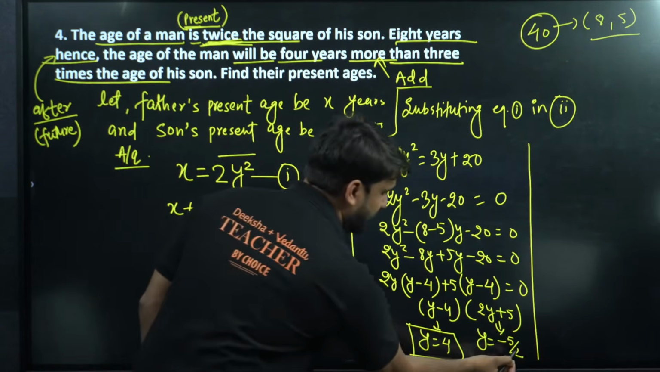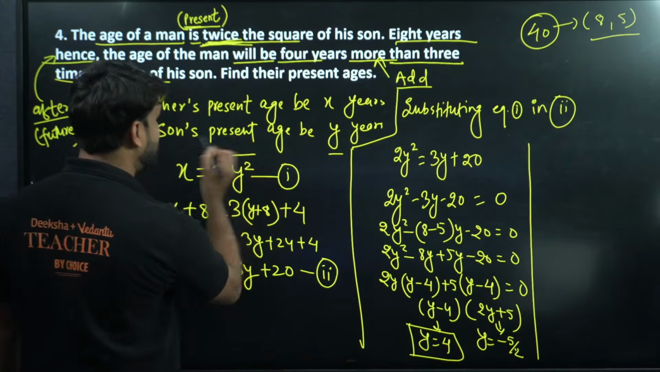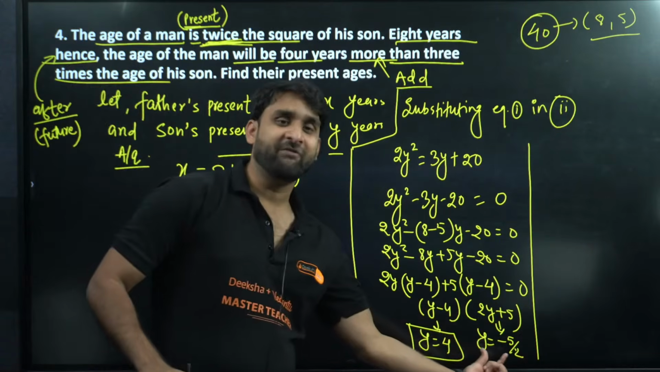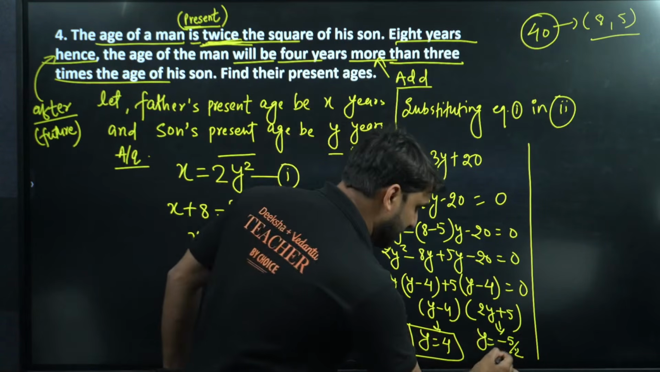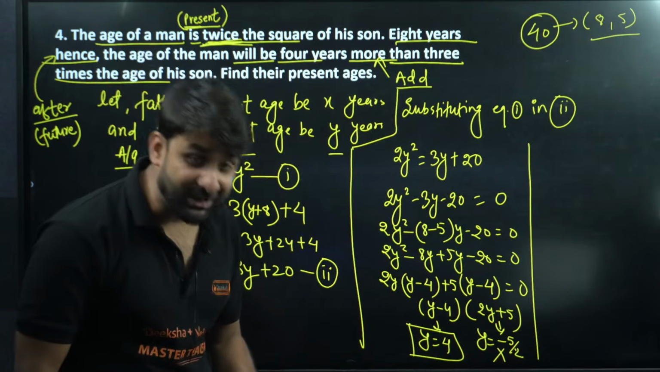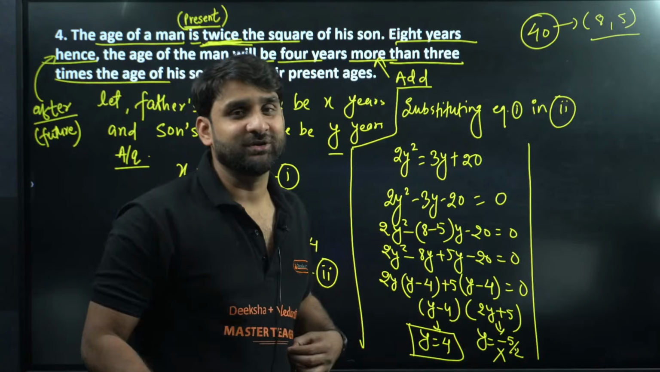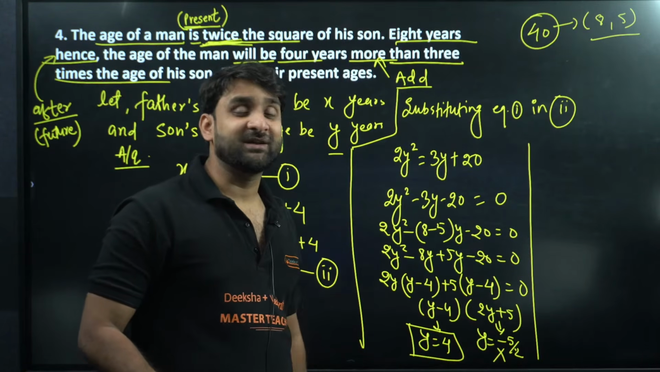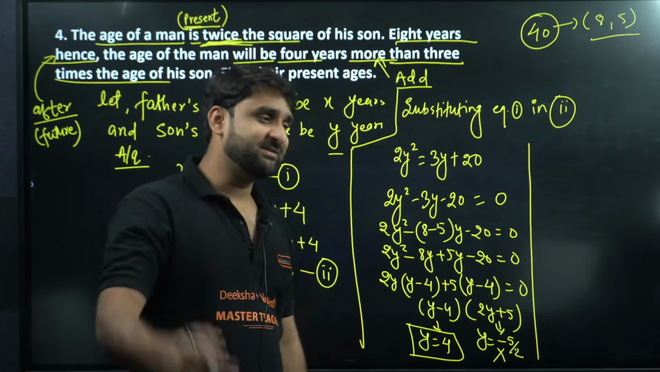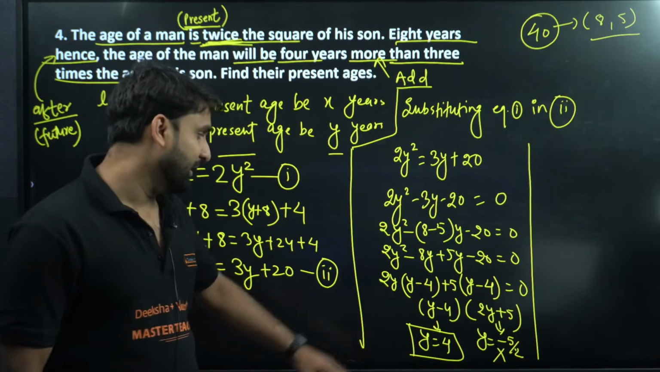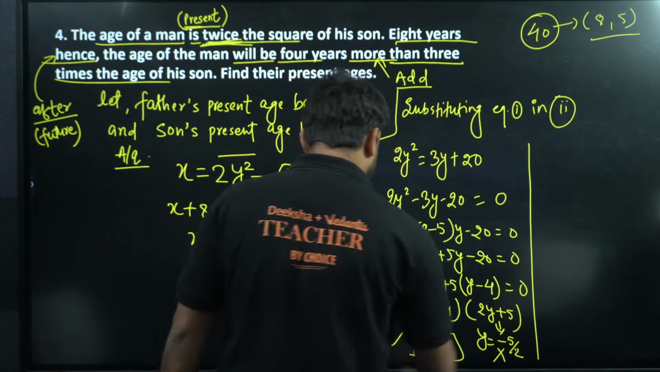But y is what? Y is the age of the son. So age cannot be a fraction. So the fractional value will be ignored, because we are talking about age. If I ask you, what is your age? You are not going to give me the answer, sir, my age is 3 by 2, my age is 7 by 2. Age always comes in whole numbers. So y is equal to 4 will be considered here.